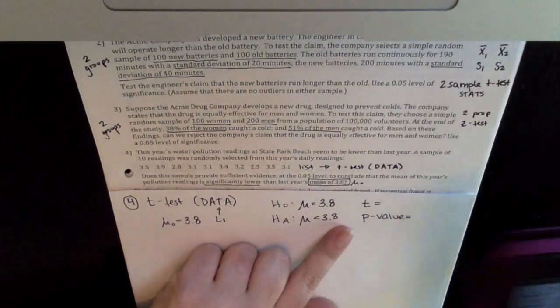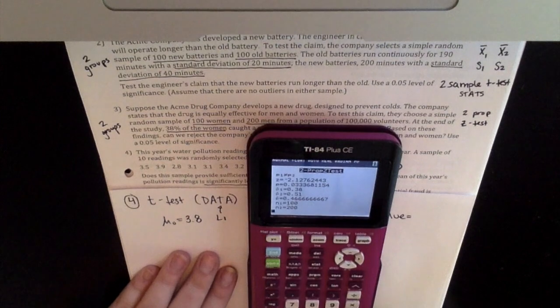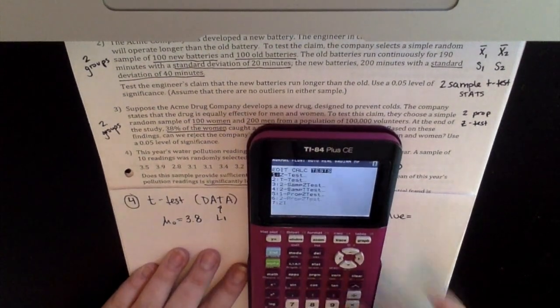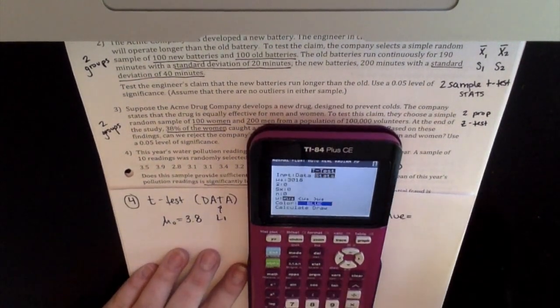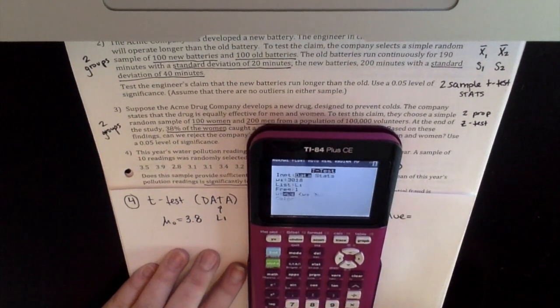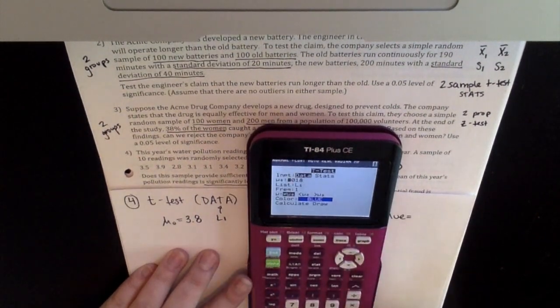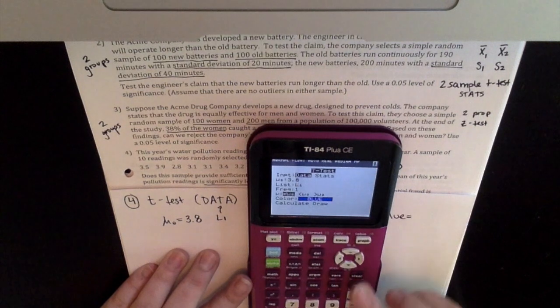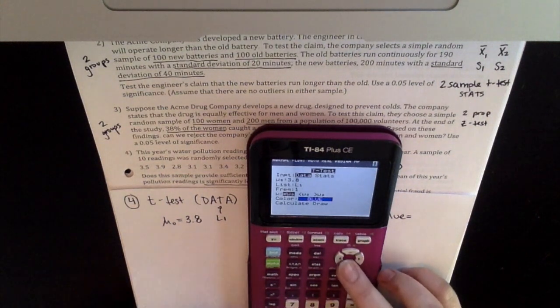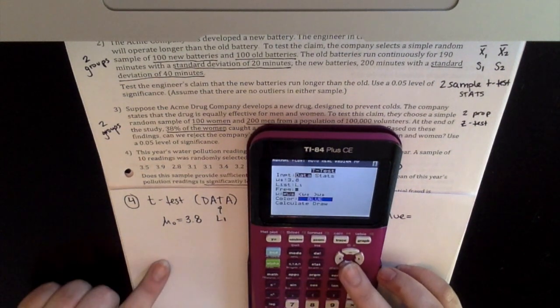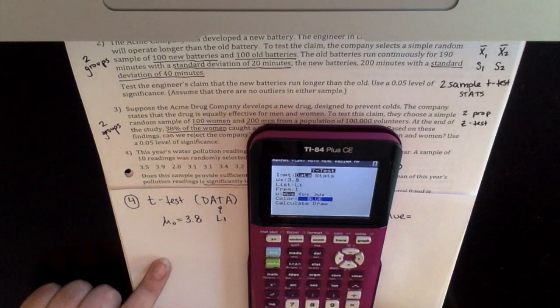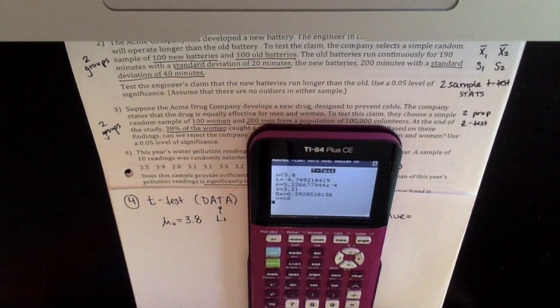Okay? So I'm going to take my calculator. Remember, I put the data in list 1, so I'm going to go to Stat, arrow left to Test, and select option 2. This is a test on data. The mean, or mu naught, is 3.8. My data is, in fact, in list 1. Always leave frequency at 1. And we believe that the mean has gone down or decreased. So let's go ahead and calculate.